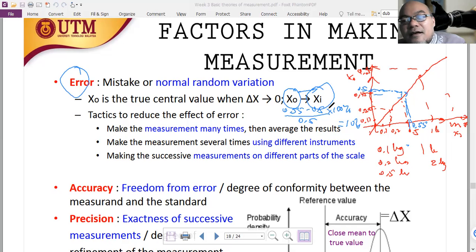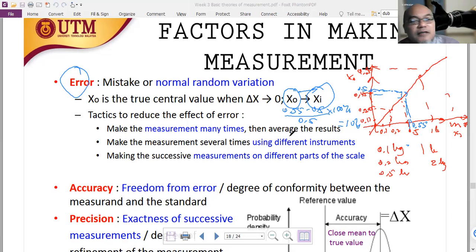Okay. So how to reduce the error of the measurement? One way is to make the measurement many times. When you do the measurement only one time, your measurement may be affected by, for example, the environment, or by yourself as the operator, your hand may tremble. Then maybe the balance itself will be shaking due to, for example, being located next to a very busy road, where the vibration from the cars will affect the balance, especially when your balance is very sensitive. Then it will create error.